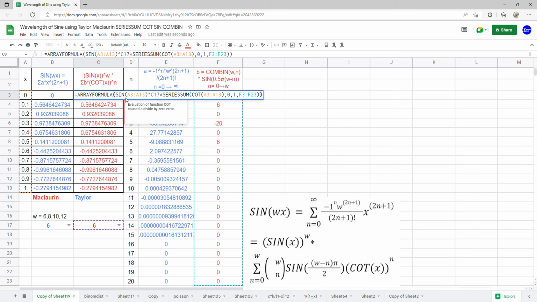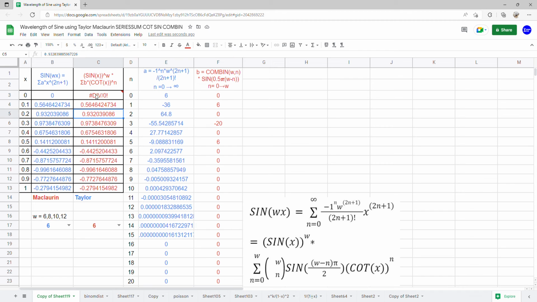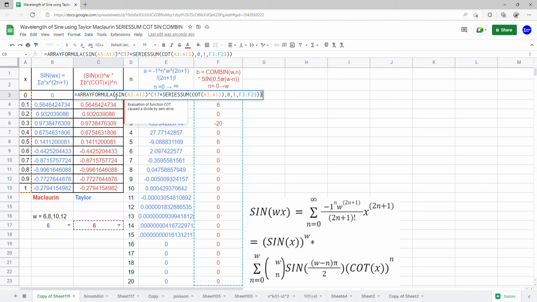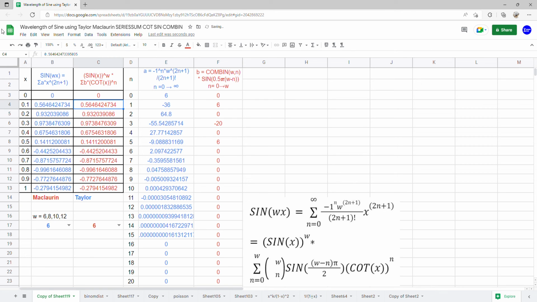Let's go over this. We have an error. If x is 0, it should be 0 because it's a sine. So if x is equal to 0, it should be 0. Otherwise, calculate. Now it's corrected. Now we can chart this.